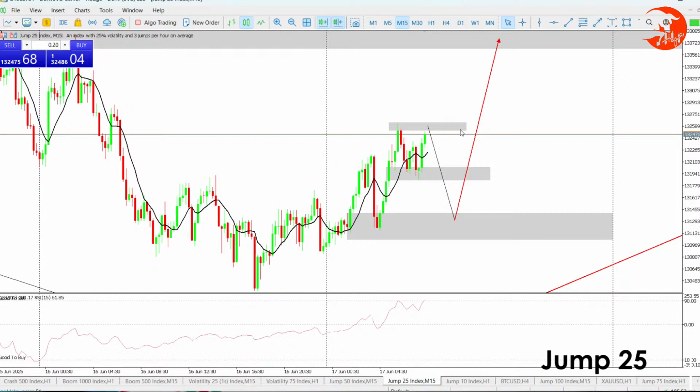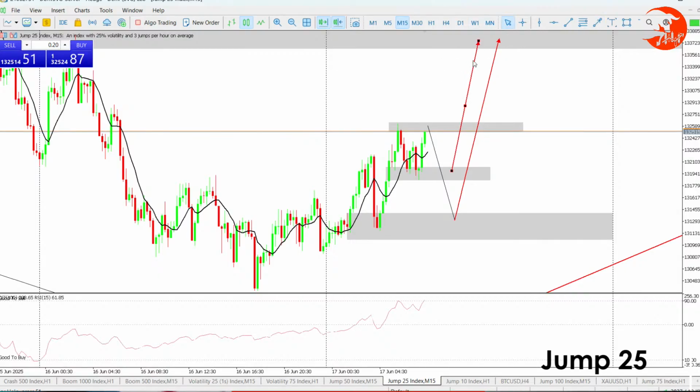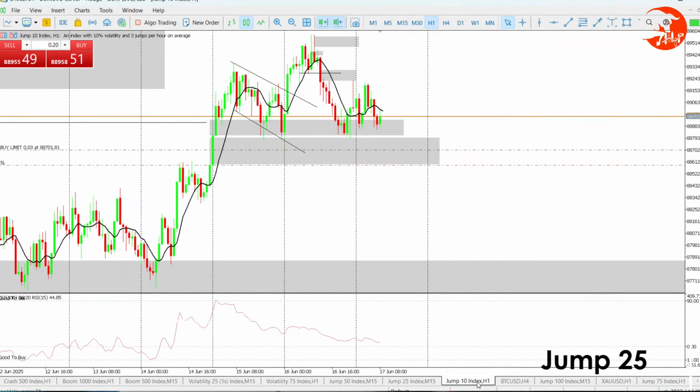It is likely to play within here as a range, then later it will break it and continue with the buys to reach that. I doubt it will come all the way back to this order block. Alright, so that is enough on Jump 25. I won't be focusing on it at all right now. Let's go to our last asset, which is Jump 10, and we call it a day.